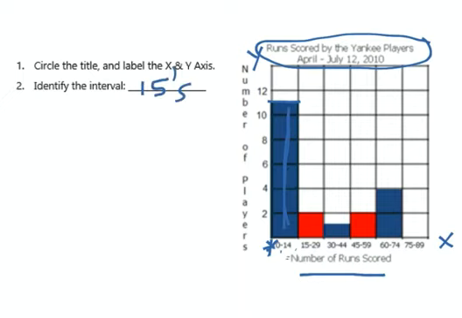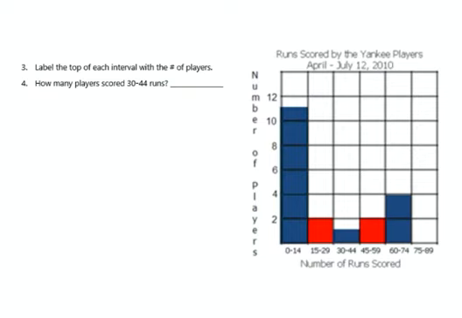If you look at 15 to 29, that's 15, 16, 17, 18, 19, 20, 21, 22, 23, 24, 25, 26, 27, 28, 29. That's 15 numbers. All right, now number 3 says label the top of each interval with the number of players. So we have 11, 2, 1, 2, and 4. Notice that the 11 and the 1 are halfway to that even number. And then the last one, 75 to 89, is just going to be 0.